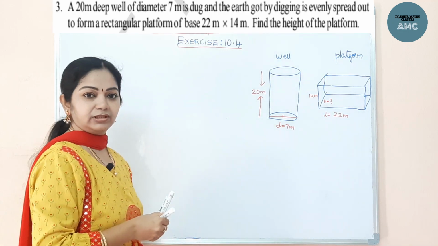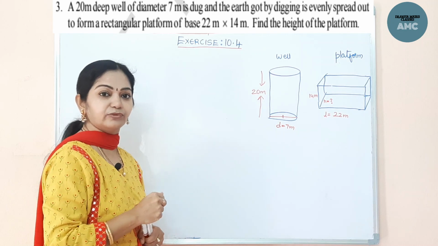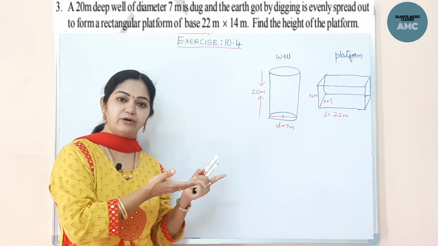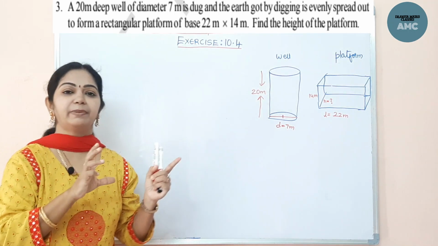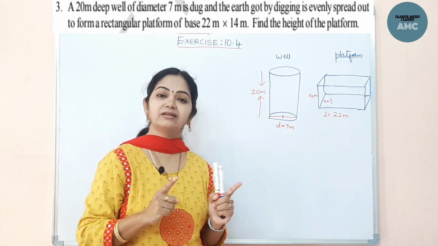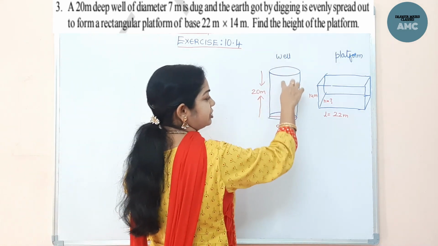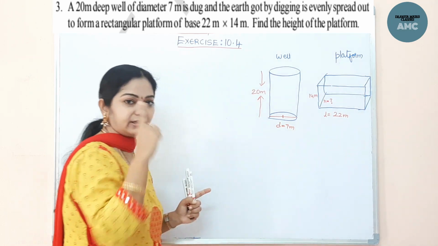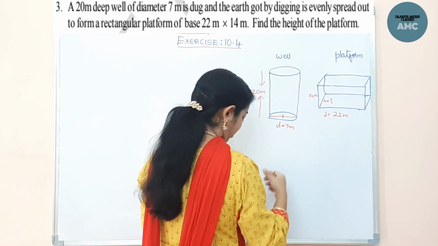Okay, so the central idea in the whole problems of exercise 10.4 is that the volumes must be equated because one solid object is being converted to another solid object, that's all. So what we have to compare is not the surface areas or the curved surface areas, but the volumes. Here the well in the shape of a cylinder is being turned into the form of a rectangular platform, nothing but a cuboid shape. So here we will equate the volumes.